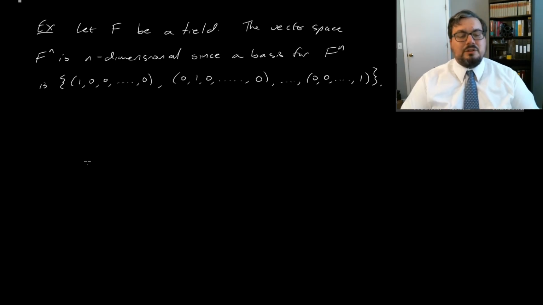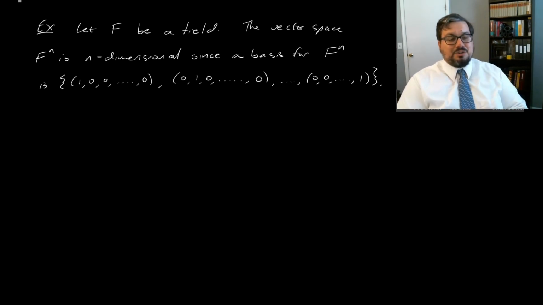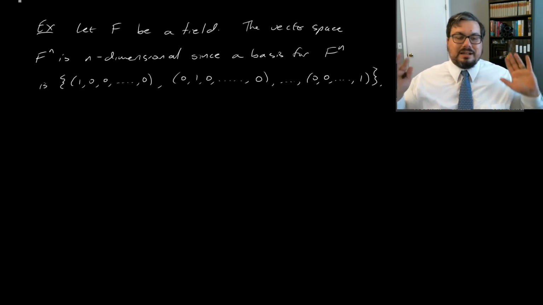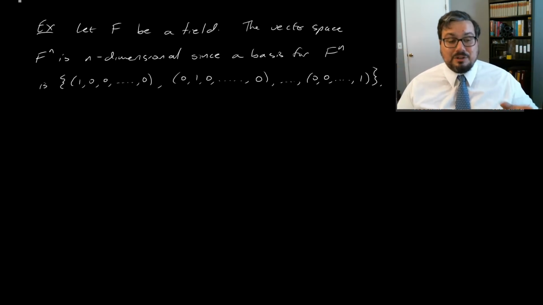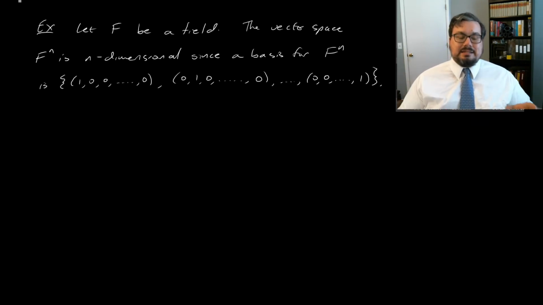So you look at the set of all the vectors which have zeros everywhere except in one of the components, and in that component you have 1. This is easily seen to be a basis for Fn. The fact that it's linearly independent is very easy to see, since for each possible position, only one of the vectors is non-zero. So if a linear combination of them is 0, then all the coefficients have to be 0.